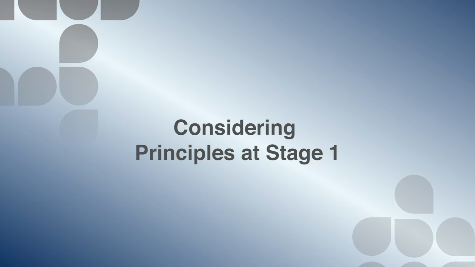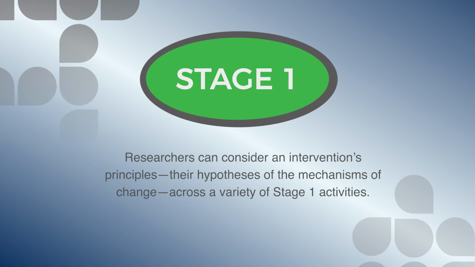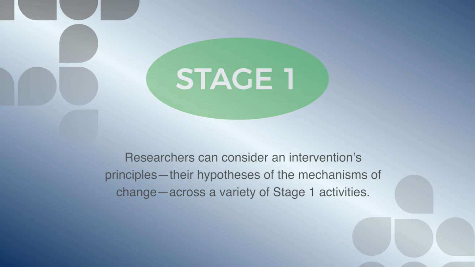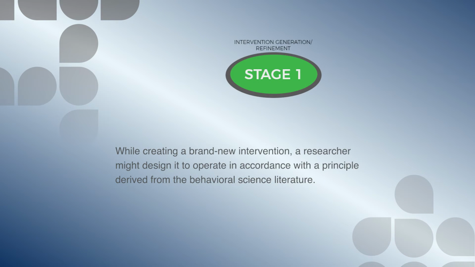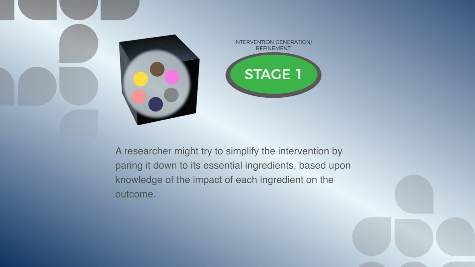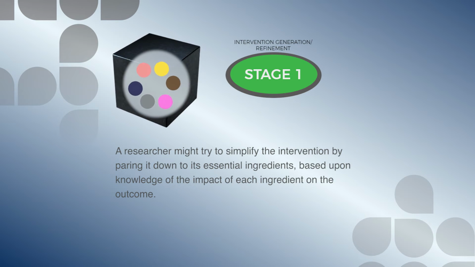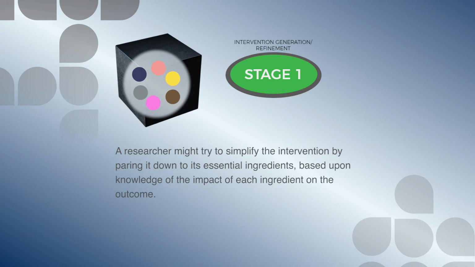Considering principles at Stage 1. Researchers can consider an intervention's principles, their hypotheses of the mechanisms of change, across a variety of Stage 1 activities. For example, while creating a brand new intervention, a researcher might design it to operate in accordance with a principle derived from the behavioral science literature. A researcher might try to simplify the intervention by paring it down to its essential ingredients, based upon knowledge of the impact of each ingredient on the outcome.